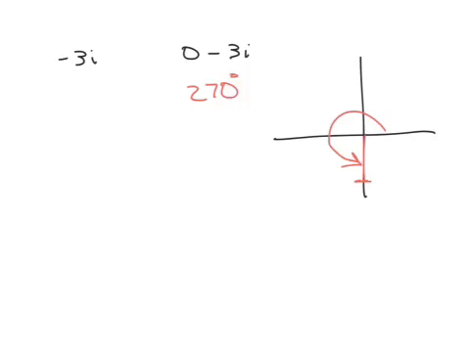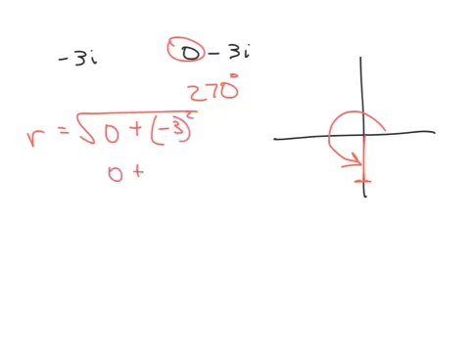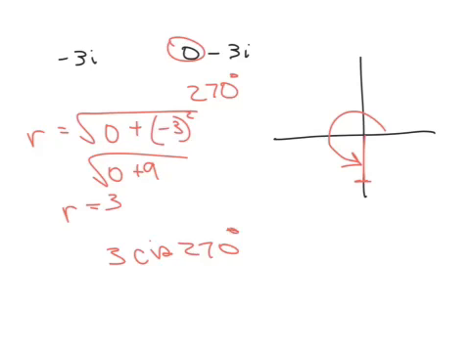Now all I have to do is find r. r equals the square root of x squared, where x is 0, plus negative 3 squared. That gives me 0 plus 9, and the square root of that is 3. So my r is 3, and I have 3 cis 270 degrees. And that's it.